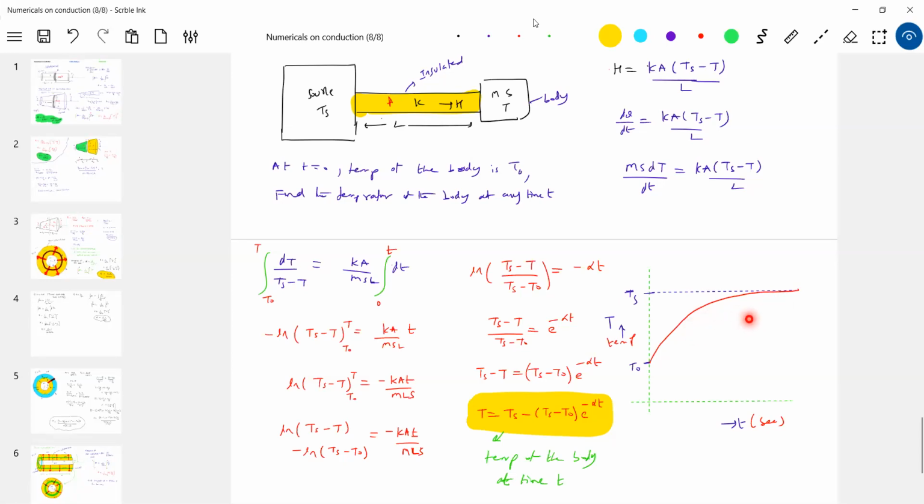Many good questions will be asked. If I increase the mass of the body, what can happen to the curve? These are the types of questions you can expect here. So if I increase m, what will happen to alpha? Alpha will decrease. If alpha decreases, how will the curve be?